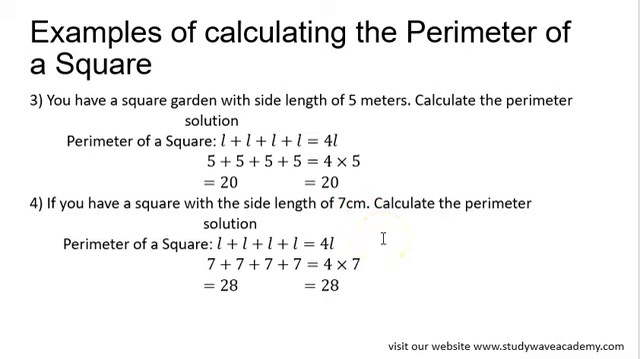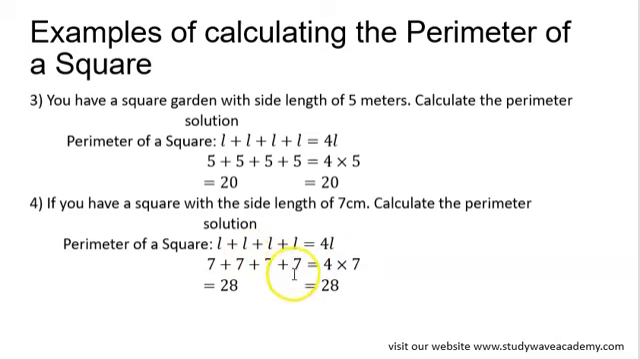And how do we go about it? What do we do first? What is our first step? Yes, we write out our formula first. L plus L plus L plus L equals 4L. Then what do we do next? We input our numbers into our formula. The length here is 7, so it's 7 plus 7 plus 7 plus 7, or 4 times 7.